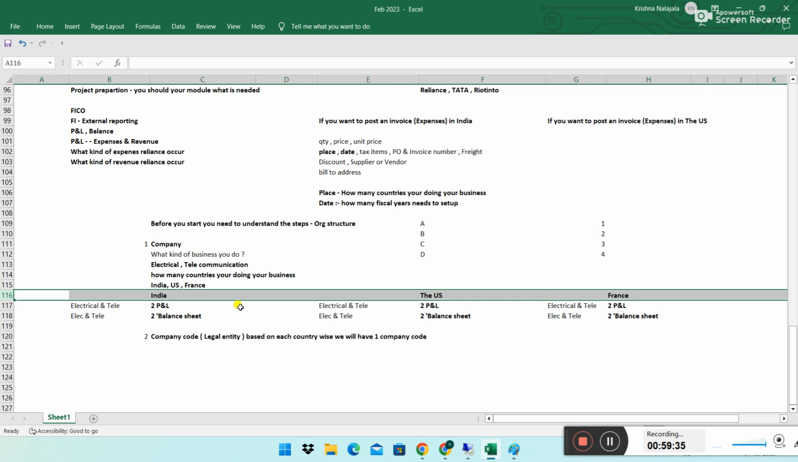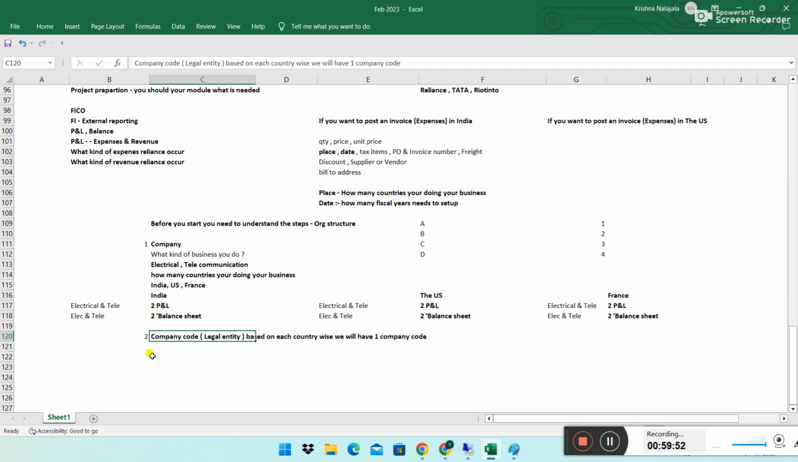Believe me, if you work for a multinational company, they have at least more than 50 company codes. Remember, for each company code you have to generate external reports. That many company codes you have to create. Got it?